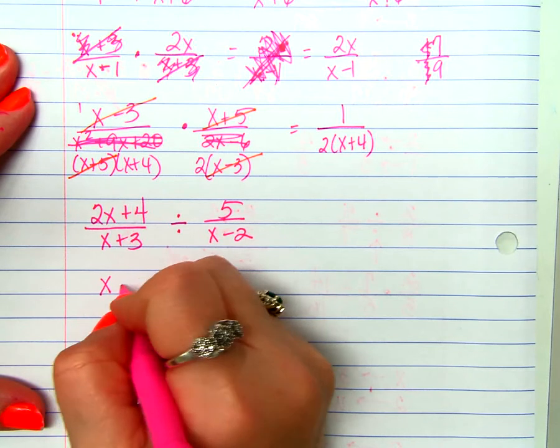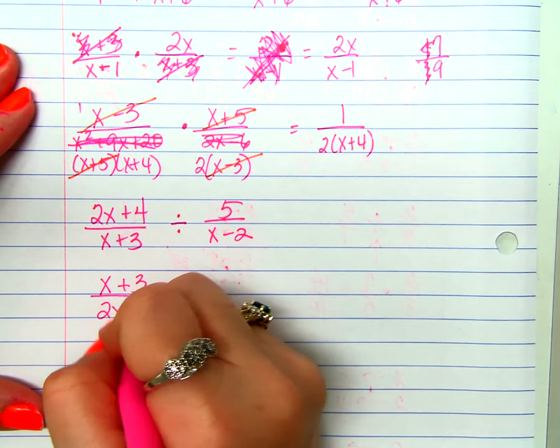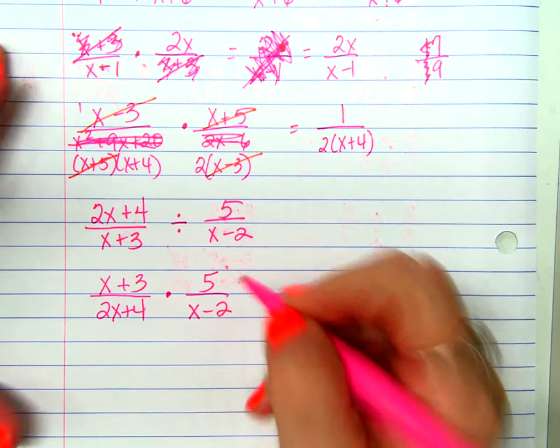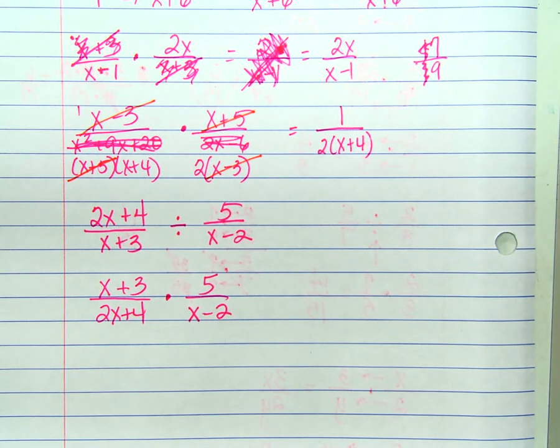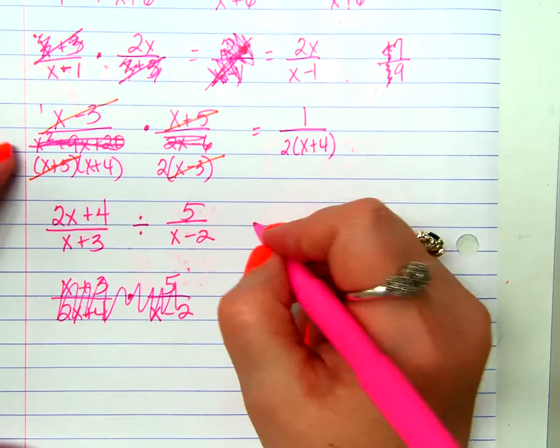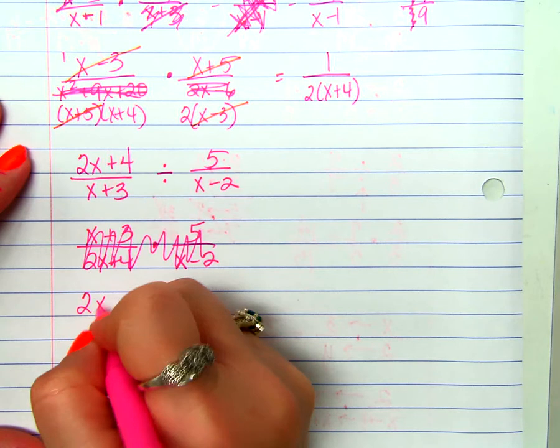So I'm going to change this to be this. Right? Isn't that the same thing? What am I dividing by? 5 over x minus 2. Which fraction do I reciprocate? The one I'm dividing by, right? So this is not right, is it? Okay? What it needs to be is 2x plus 4.